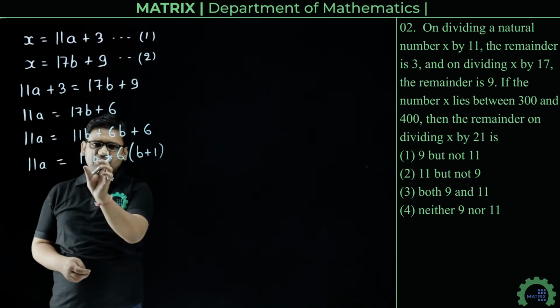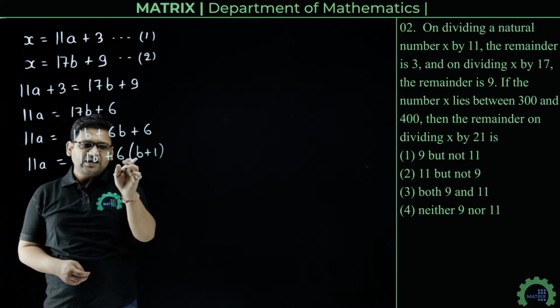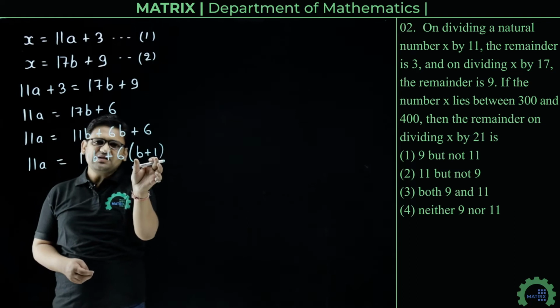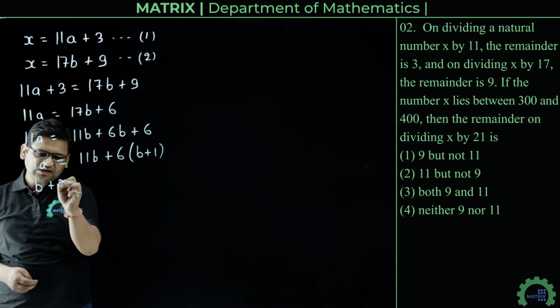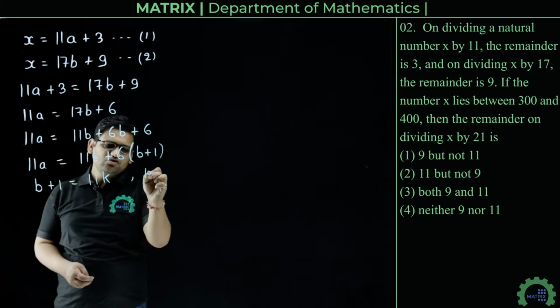Now this number is a multiple of 11 and this number should also be a multiple of 11, and 6 is not completely divisible by 11. So b + 1 should be a multiple of 11. So we can write b + 1 as a multiple of 11, that is 11k, where k belongs to any natural number.